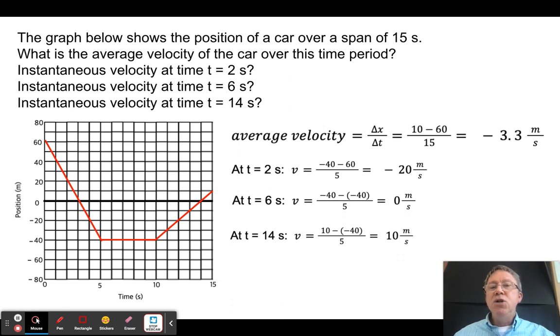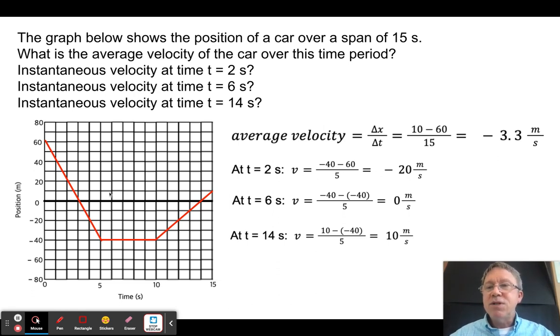Let's go. If I want to find the average velocity over that time interval, I just find the total displacement. Remember, it's always final minus initial. The final was positive 10. The initial was positive 60. So 10 minus 60 is negative 50, divided by 15. That's about negative 3.3 meters per second. If I draw a line between here and here, the slope would be negative 3.3. So every second it's going 3.3 meters in the negative direction on average.